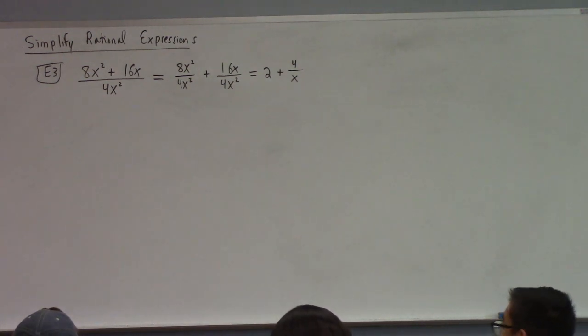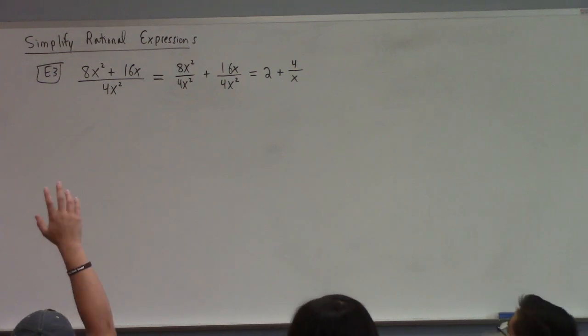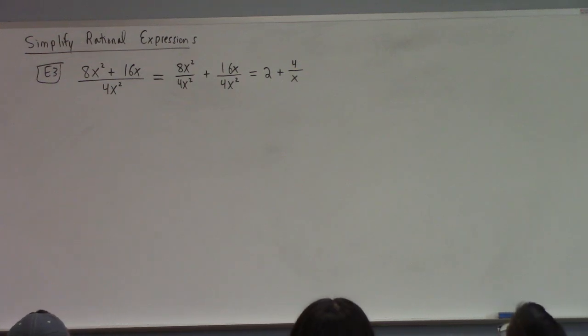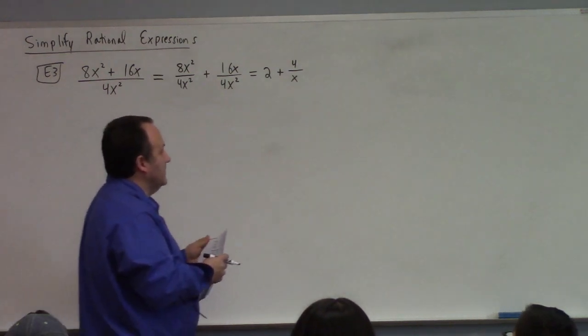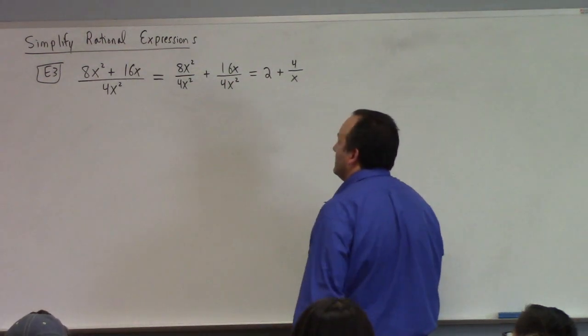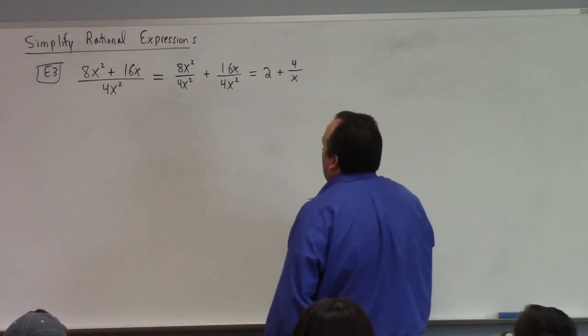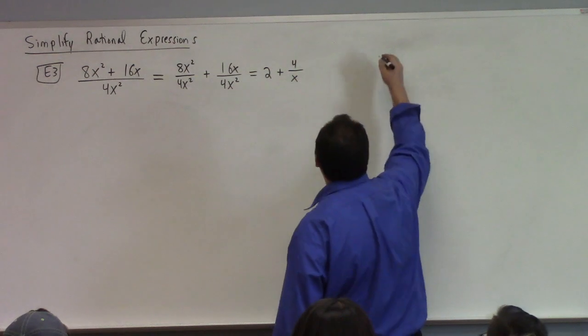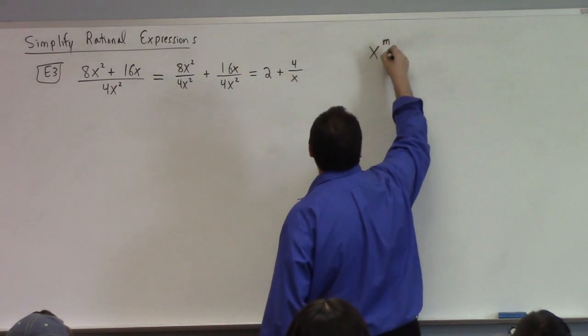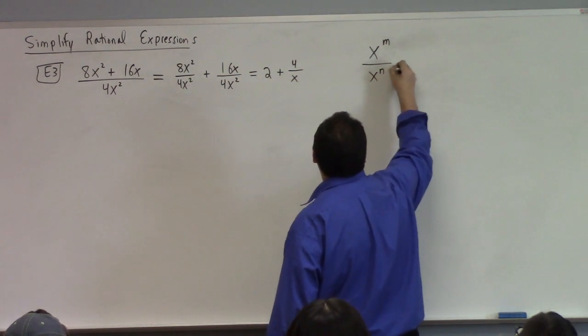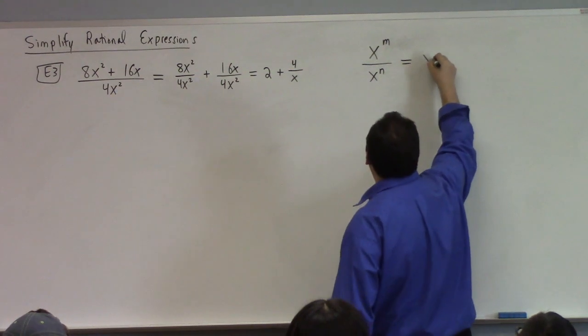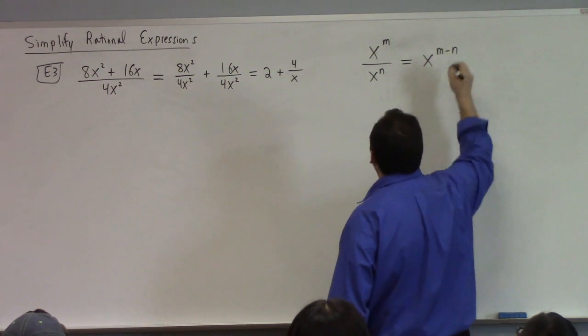4 over x squared. Yep. Why did the x's cancel when you add them like that? Why did the x's cancel? 8x squared over 4x squared, when you write that as 2, why is x squared not written as 2? Because if we have x to the power m over x to the power n, that is going to simplify to x to the m minus n.